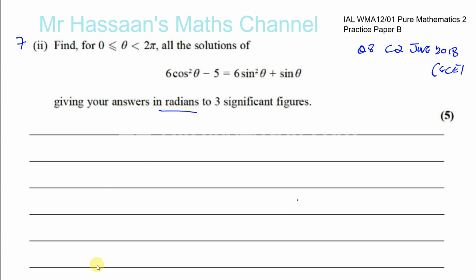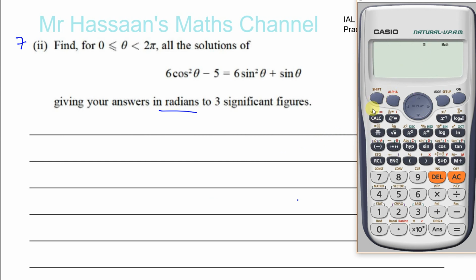So before I do anything else, in case we forget, we're going to change the calculator to radian mode. So shift mode 4 in this calculator. That's how you do it. Now it says R. You have to make sure it says R. If it says R, you're fine. Okay, good.